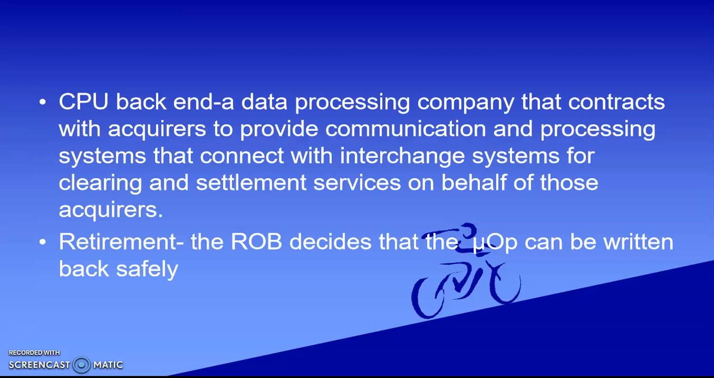CPU backend, a data processing company that contracts with acquirers to provide communication and processing systems that connect with interchange systems for clearing and settlement services on behalf of those acquirers. Retirement. The ROB decides that the UOP can be written back safely. That's all the summary of modern CPU architecture.